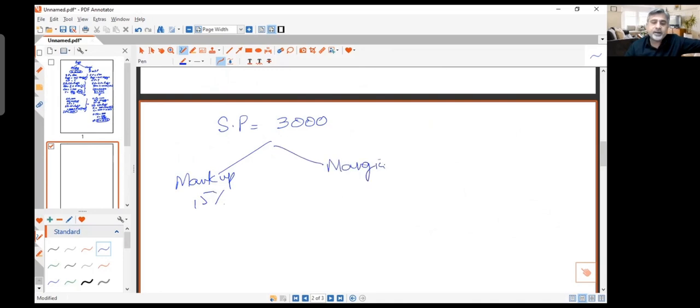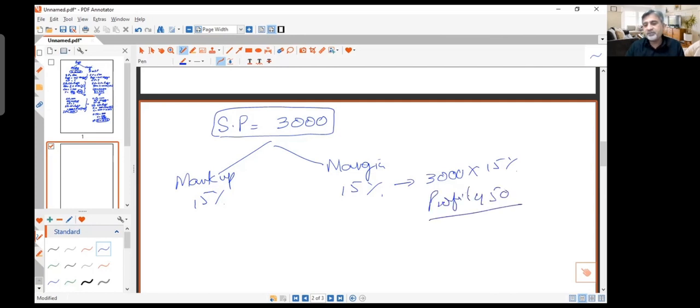What is usually required in exams is that they tell us the selling price, and sometimes we need to calculate how much was cost, sometimes how much was profit inside. If it is margin, that's very simple, because margin is a percentage on the selling price. You would simply do 3000 multiplied by 15%, which makes 450. So 450 is the profit inside, and if you subtract 450 from 3000, the cost comes out to be 2550.